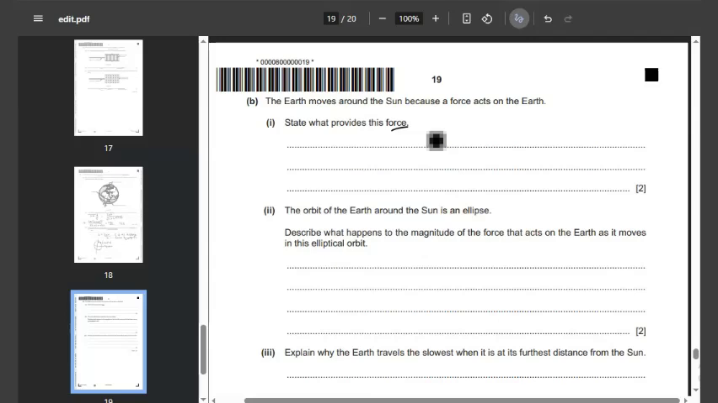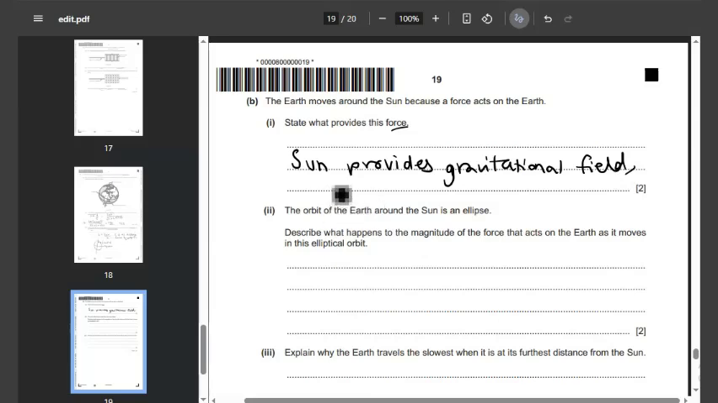Question B. The Earth moves around the Sun because a force acts on the Earth. Roman 1. State what provides this force. This is the easiest question here. The reason the Earth moves around the Sun is because the Sun has a gravitational field and the Earth is moving around the Sun because of this gravitational field. So we can write the Sun provides a gravitational field, and this causes the gravitational force.